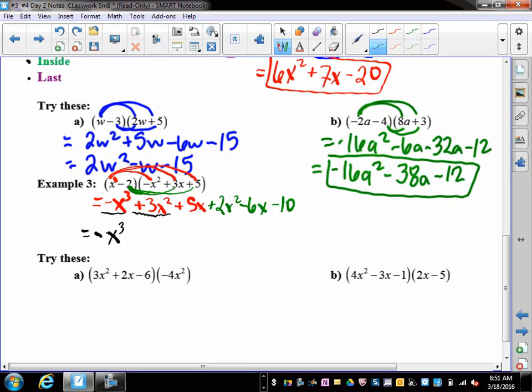Positive 3x squared. Positive 2x squared. What does that give me? Good. Positive 5x squared. Got it. Next, we're combining our x's. 5, 6, 6. So we have positive 5x, negative 6x. What does that give you? Good. Negative 1x, which is just negative x. And what's my last one? Good. Negative 10. And that's your final answer.